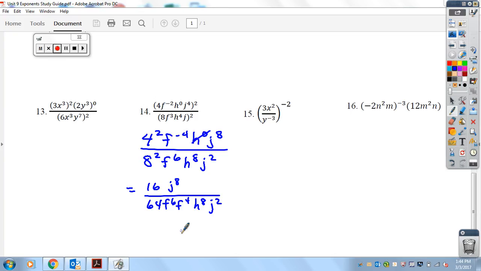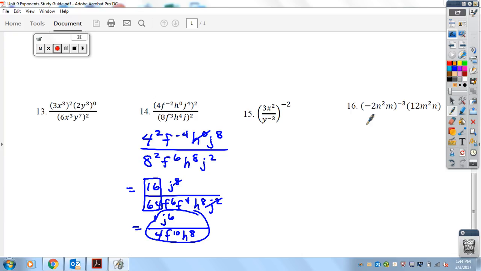All right, let's simplify a little bit. Remember that coefficients behave normally. You don't subtract that. 16 over 64 simplifies to 1/4. Are there more j's on top or bottom? More on top by 6. This is j to the 6th. F to the 6th times f to the 4th is f to the 10th. We have an h to the 8th right here. You don't necessarily need the 1, so you could just do this, but if you put a 1, that's okay also. It's j to the 6th over 4, f to the 10th, h to the 8th.